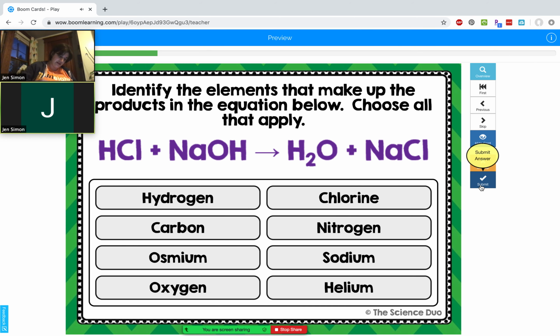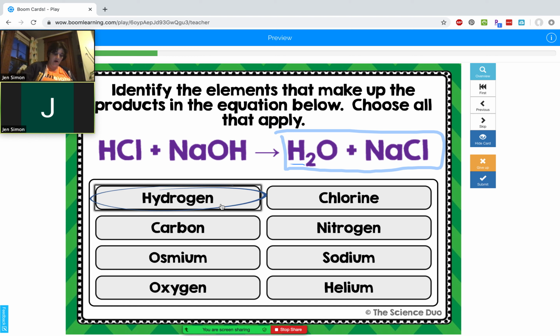This one's asking us to identify all the elements that make up the products side. So on our products, we have H, which is hydrogen, O, which is oxygen, Na, which is sodium, and Cl, which is chlorine.